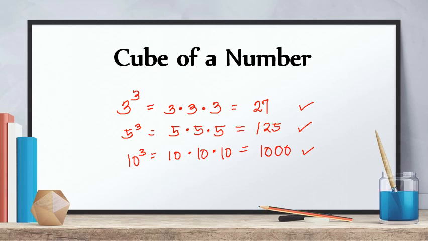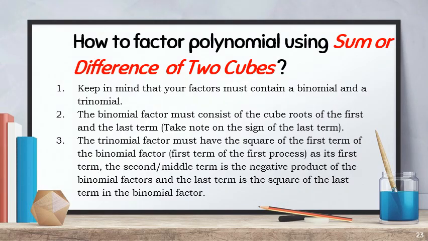So when someone asks you what is the cube root of 27, that is 3. What is the cube root of 125? That is 5. And what is the cube root of 1000? That is 10. The question is, how do we factor polynomials using sum or difference of two cubes?